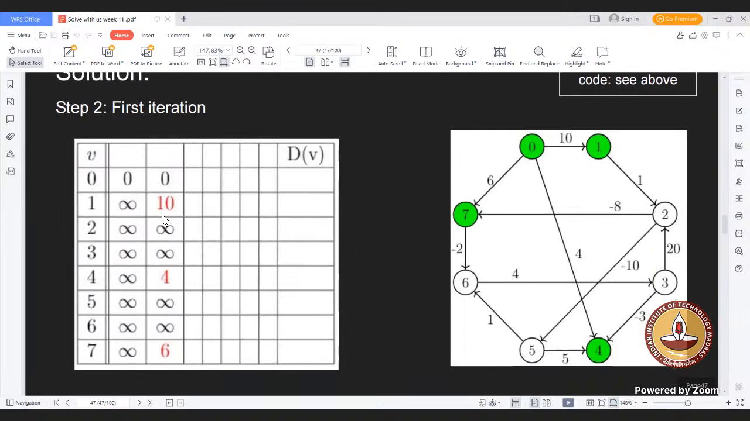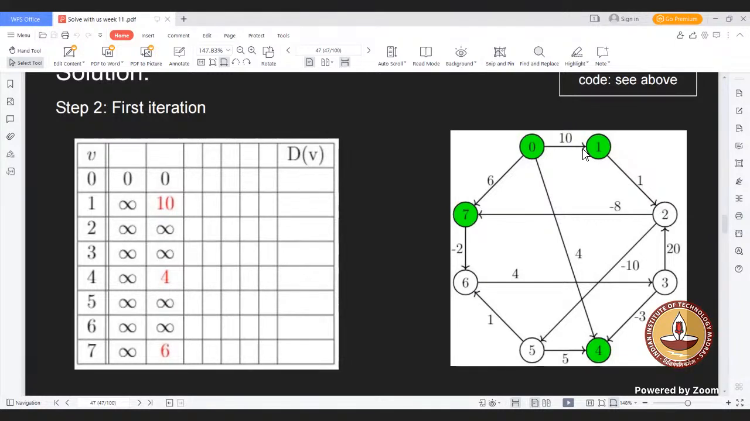So this will be 10, 4, 6. This is the first iteration. Now we'll see the second iteration. Since we know that from 0 to 1 we can go in 10, 0 to 4 we can go at 4, and 0 to 7 we can go at 6, we'll see from 0 to 1, and now from 1 where else we can go.